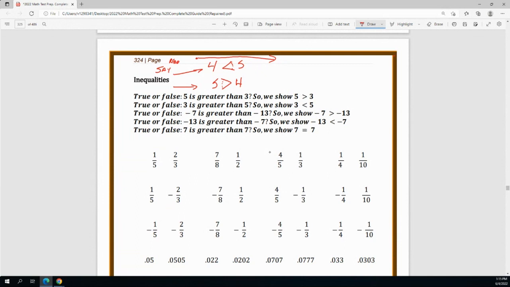Watch. 4 is less than 5. That makes sense, right? Yeah. Now watch what I say when I read the other time. 5 is greater than 4. Does that make sense? Yeah.